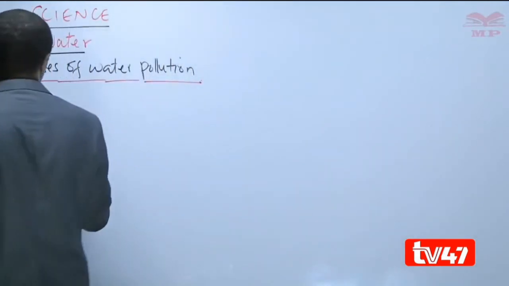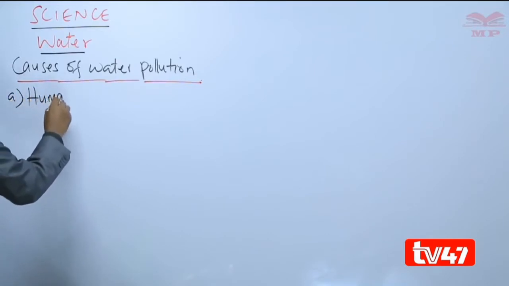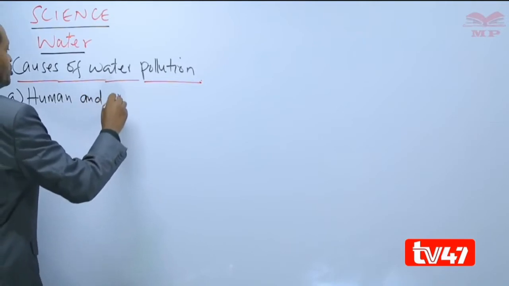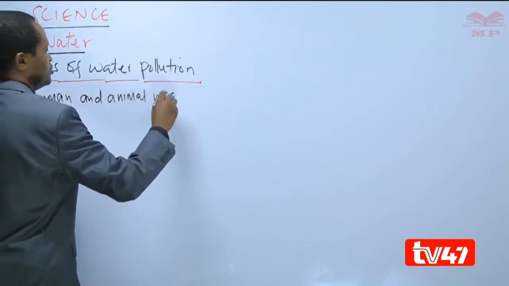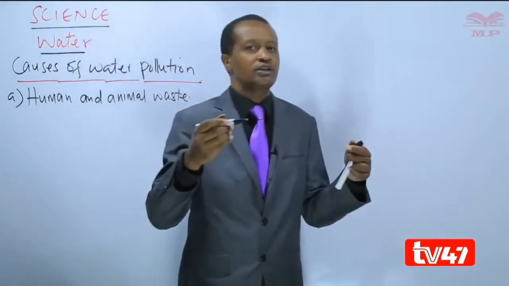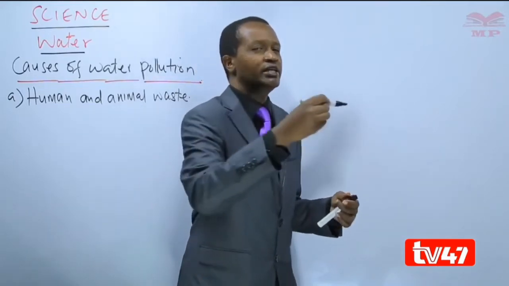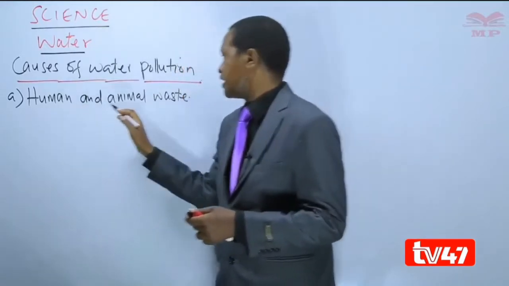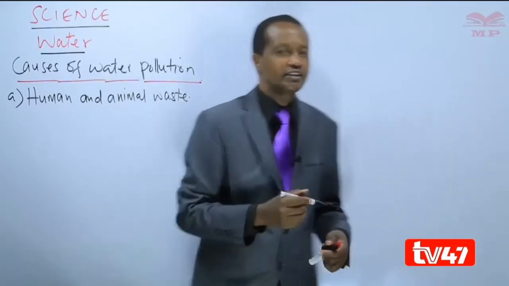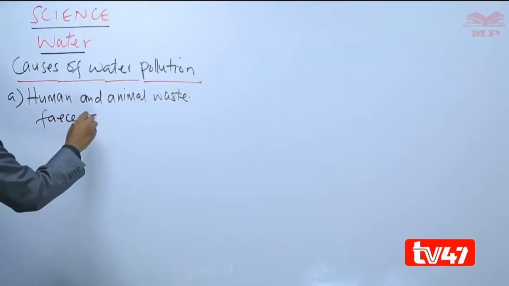Human waste together with animal waste. Humans and animals, or you can say human and animal waste. This is human and animal waste, which include feces and urine.